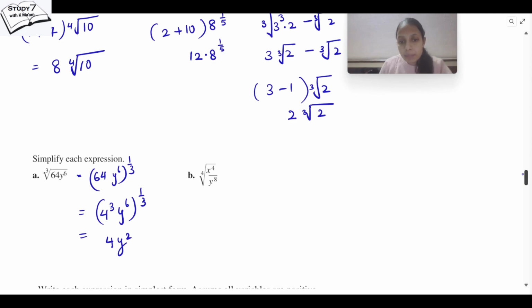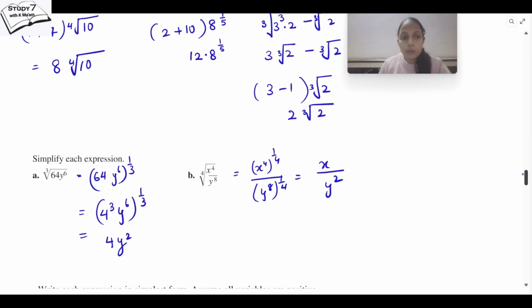Here, it's x^4 to the whole power 1/4, y^8 to the whole power 1/4. You are left with x and you are left with y^2. So x over y squared is your answer.